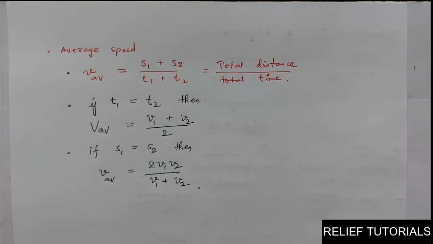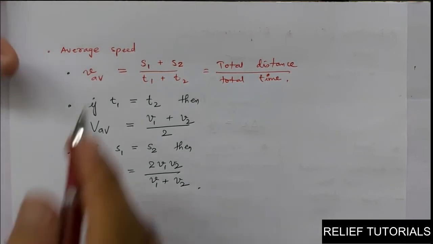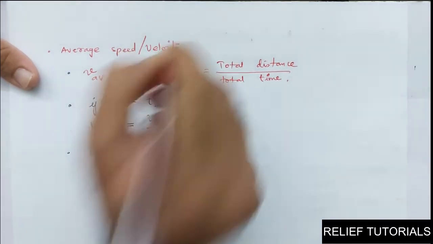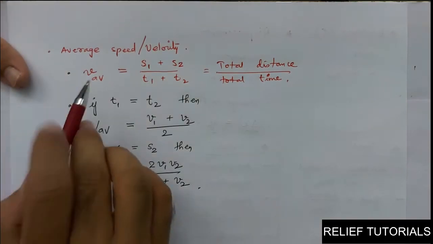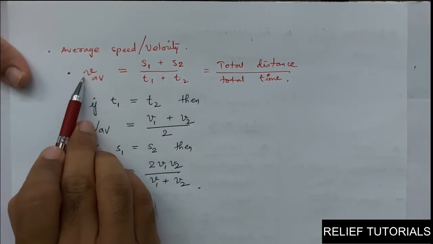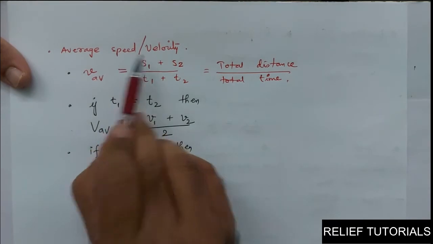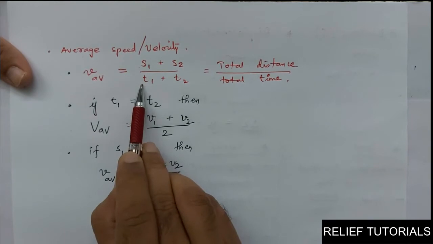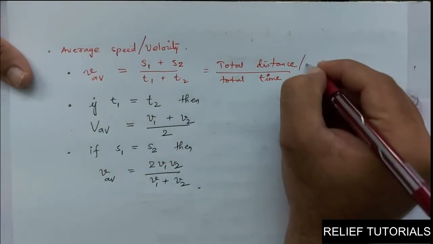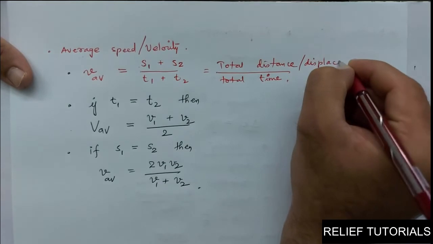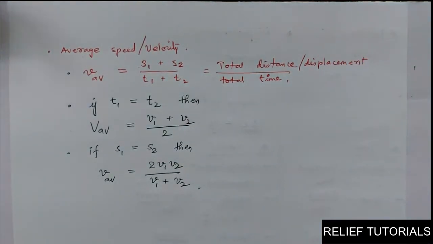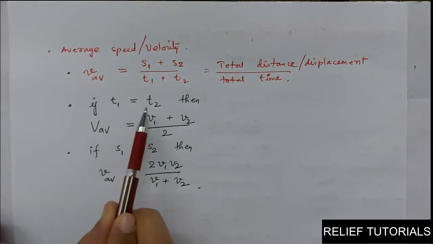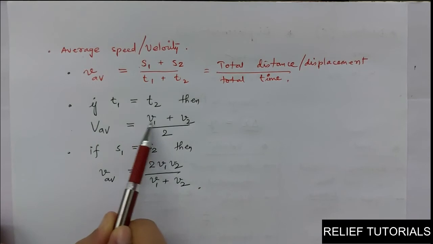Now, the same formulas you can use for average velocity. In place of speed, if you are in the topic of velocity, what would be the difference? Then VAV here will be average velocity. Average velocity is equal to S1 plus S2 upon T1 plus T2. So in that case, it will be total displacement. Symbols are the same, so don't get confused. Upon total time. When T1 is equal to T2, then VAV is equal to V1 plus V2 upon 2.